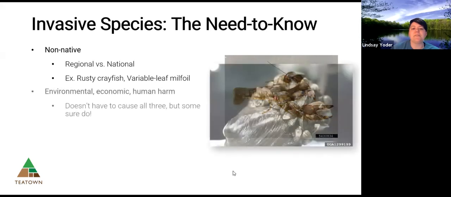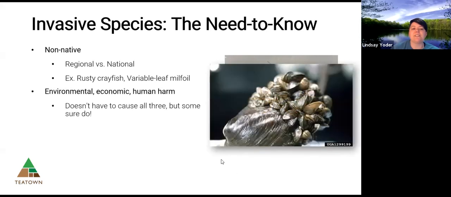The second part of that definition is impact: environmental, economic, or human harm. It doesn't have to cause all three of those impacts to be considered invasive, but some do, like the zebra mussel. And we'll talk a little bit more about the zebra mussel later.